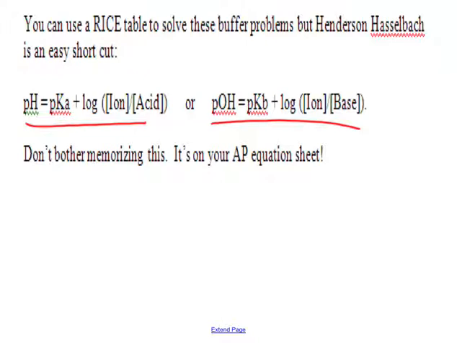But pH is equal to the pKa. What's pKa? pKa is the negative log of the Ka, plus the log of the ion over the acid. The conjugate is always on top of the acid. The conjugate is always on top of the base. When you're doing these, the thing that's charged, its concentration is always on top of the acid or the base. If you just remember ion over acid, ion over base, you'll be fine.